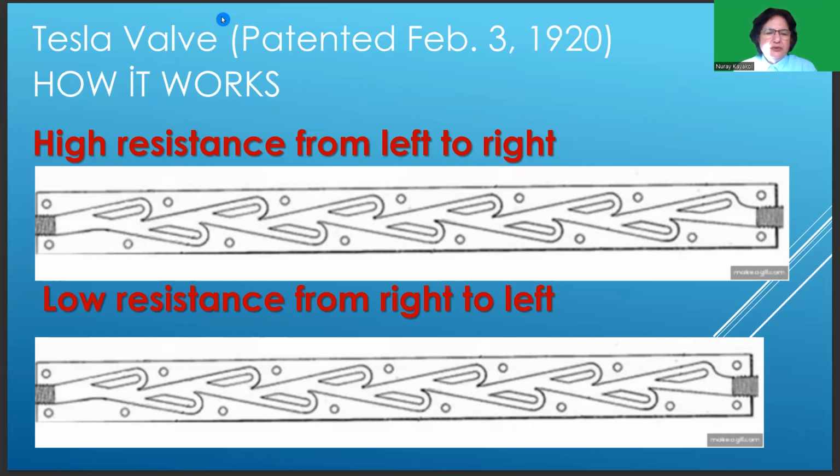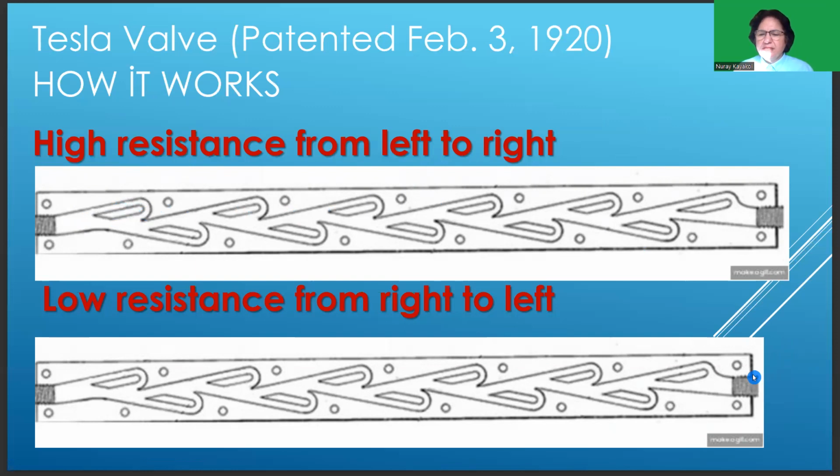Now, let's see how it works. The Tesla valve is a two-way valve. Flow moving from left to right meets a high resistance. So we have seen earlier, flow will move around these obstacles. If you want to decrease the speed of flow, what you are going to do is create a geometry so that it has to move around something. So when it moves around a curvature, it is going to slow down. That's why from left to right, flow will face high resistance.